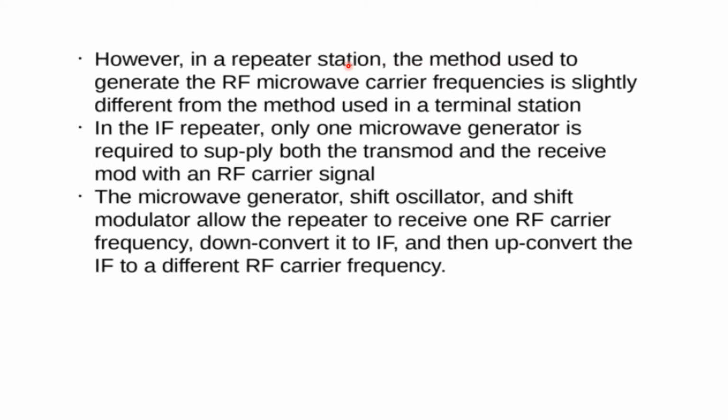Now another thing to remember here is that only a single microwave generator is used, which is going to feed both the transmit modulator and the receive modulator with the RF carrier signal. So all these together allow the repeater station to receive one RF carrier frequency, down convert to IF, then up convert to another RF carrier frequency. Whatever RF carrier frequency it is receiving, it is down converted to IF and up converted again to RF. But what is the difference here? Both these RF carrier frequencies are going to be different. They are not going to remain the same.